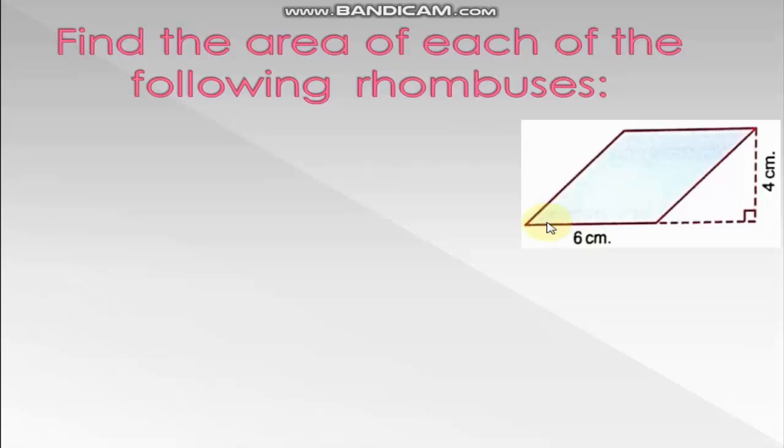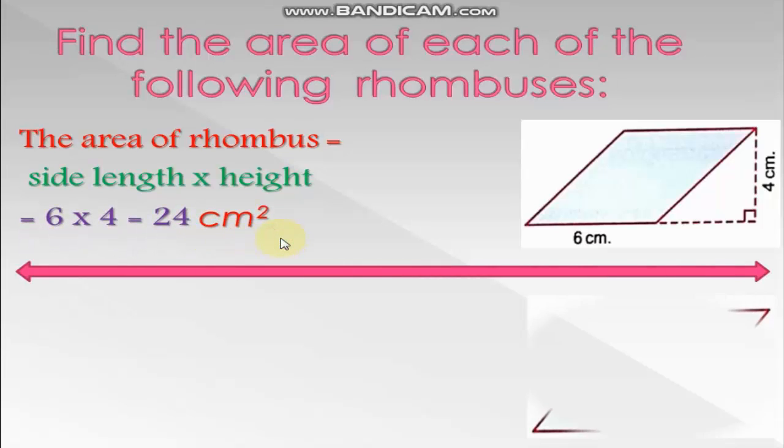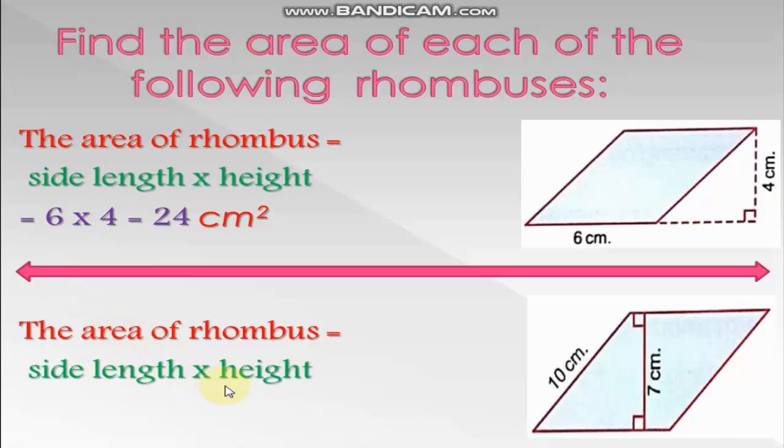We know that the area of a rhombus equals side length times height, and the side length here is 6 centimeters and the height here is 4 centimeters. So the area of the rhombus is 6 times 4 equals 24 centimeters square. The area of the rhombus here equals side length, 10 centimeters, times height, 7 centimeters. So 10 times 7 equals 70 centimeters square.